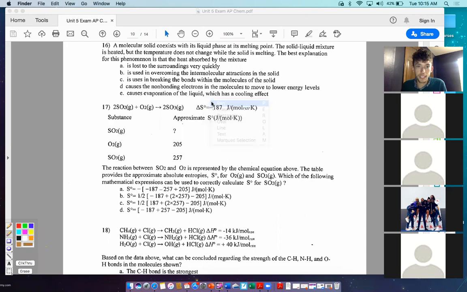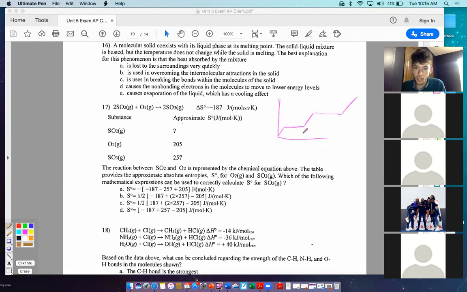Okay, 16. A molecular solid coexists with its liquid phase at the melting point. The liquid-solid mixture is heated, but the temperature does not change while the solid is melting. So in other words, we have something exactly at its melting point. We should be thinking about these heating and cooling curves that you are hopefully familiar with.